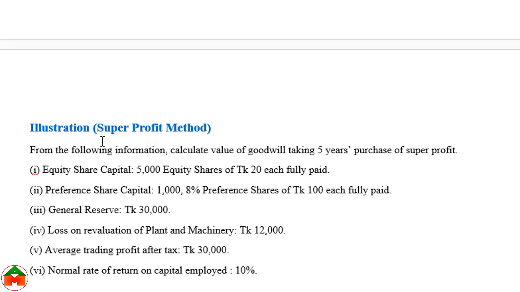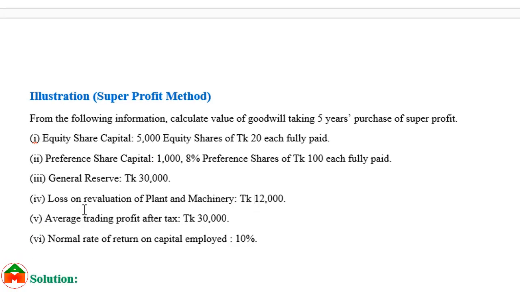There is another illustration we can see. From the following information, calculate the value of goodwill taking 5 years purchase of super profit. Here the information is not directly showing the capital employed, but from the given information we need to calculate the capital employed. Here we can see 5,000 equity shares at the rate of 20 per share. Preference share, 1,000 preference shares at the rate of 100. 8% should be considered while paying the dividend, but for calculating the preference share total amount, we just multiply the 1,000 shares by the 100 per share. And general reserve 30,000.